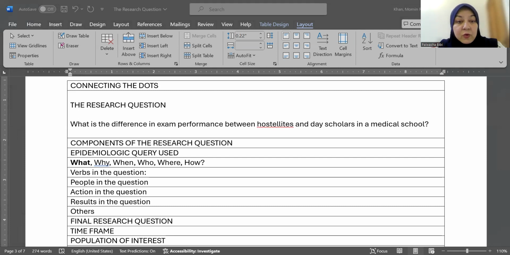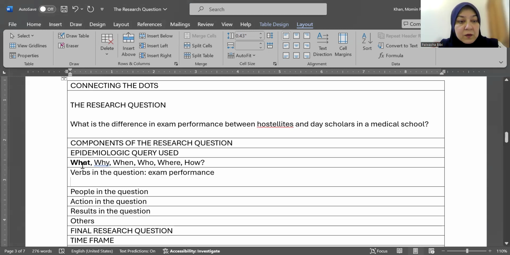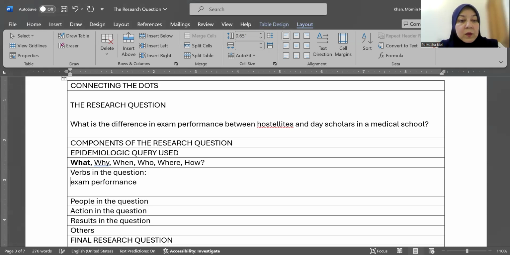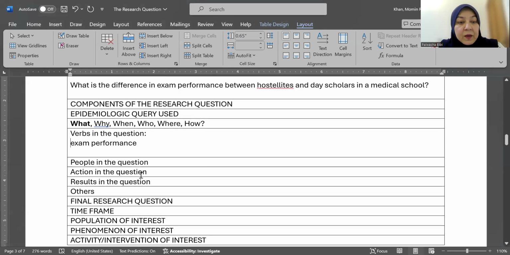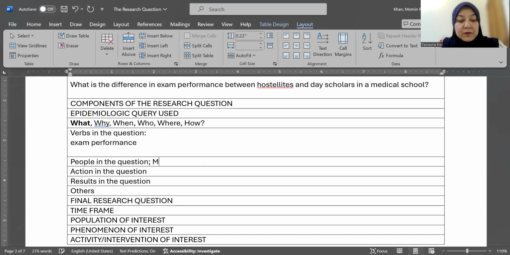Very good. So, the action that I'm looking for, the difference that I'm looking for is in performance. And this specifically is exam performance. All right. I'm just going to give it more space to make it look better. All right. People in the question are obviously medical students. And I will say that they are hostelites and day scholars.